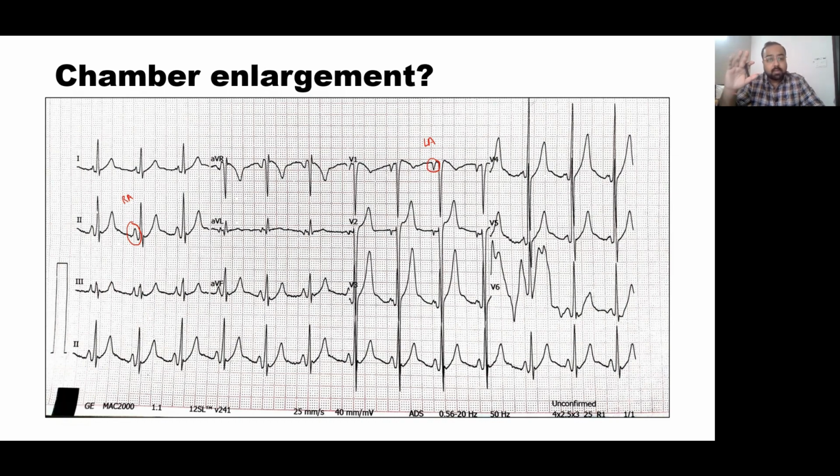If we go in a stepwise fashion, you should always look at the calibration before interpreting the complexes. Now, the normal calibration on the y-axis is 10 millimeters per millivolt. In this particular ECG, the calibration is 40 millimeters per millivolt. So this is the calibration bar, which is so huge. Normally, it should cover only 2 large squares. In this, you can see it is covering almost 8 squares.